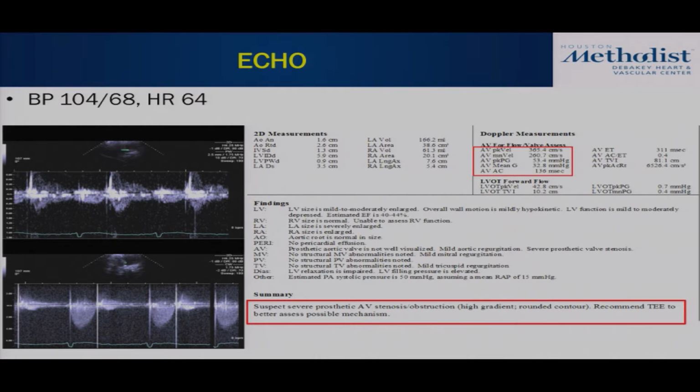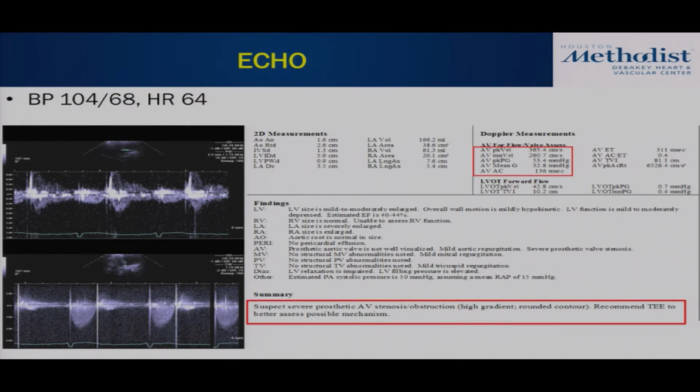Doppler interrogation of the valve showed that she had a symmetrical rounded jet, which was a little bit concerning. So that was a clue on the echocardiogram, despite not having optimal images on the parasternal and the apical chambers. And she had a peak velocity across the aortic prosthesis of about 3.6 and a mean gradient of about 33, which is a little bit concerning that this patient may have a severe prosthetic aortic valve stenosis and/or obstruction of her valve because of the high gradient and also the rounded contour, and the jet peaks a little bit later, which is a little bit concerning as well.